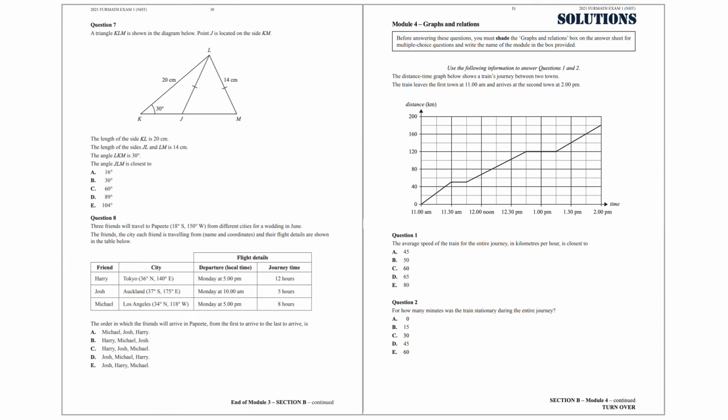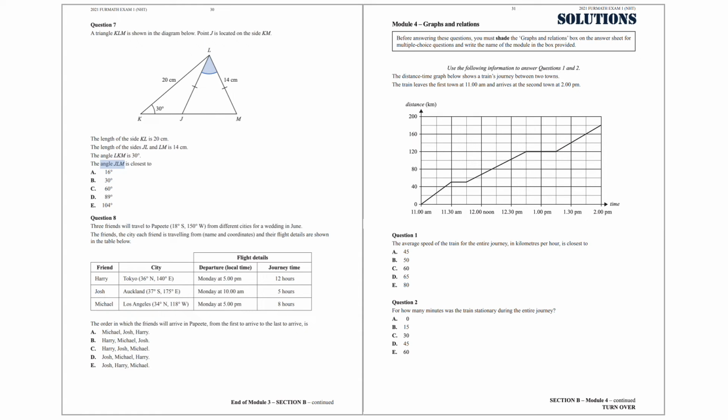Question 7. A triangle KLM is shown in the diagram below. Point J is located on the side KM. The length of the side KL is 20 centimeters. The length of the sides JL and LM is 14 centimeters, and the angle LKM is 30 degrees. The question is asking for the size of angle JLM.